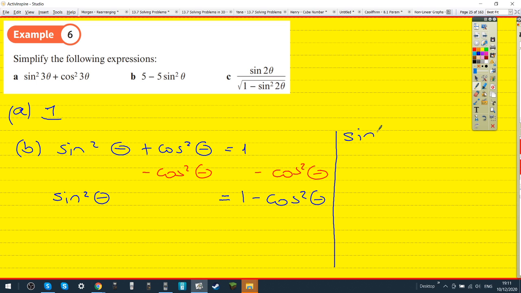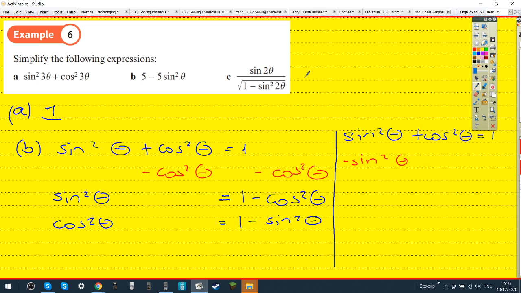Similar idea. Sine squared theta plus cos squared theta equals 1. Subtract sine squared from both sides. Cos squared theta equals 1 minus sine squared theta. Well done. And so sine squared theta is 1 minus cos squared theta, and cos squared theta is 1 minus sine squared theta. So that's all I'm getting at. Okay, let's try part B.